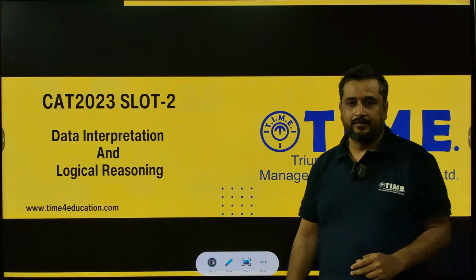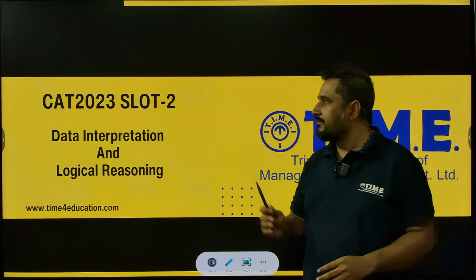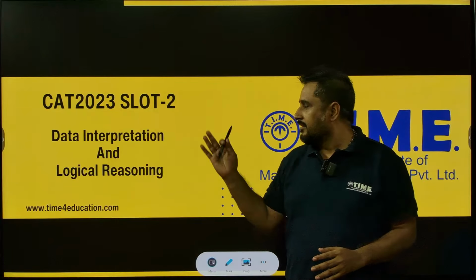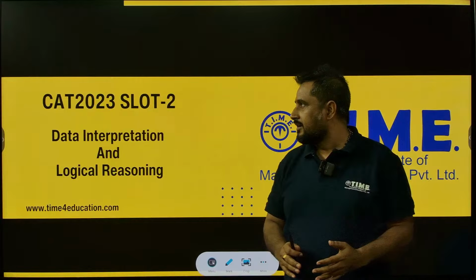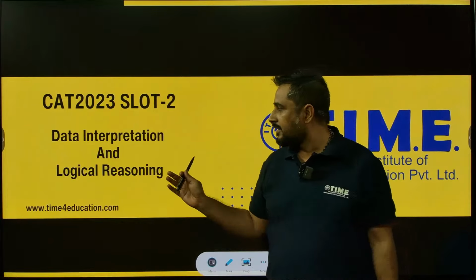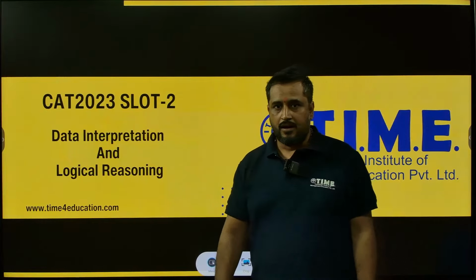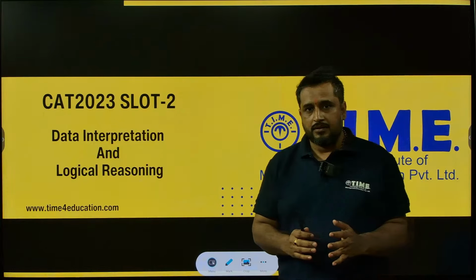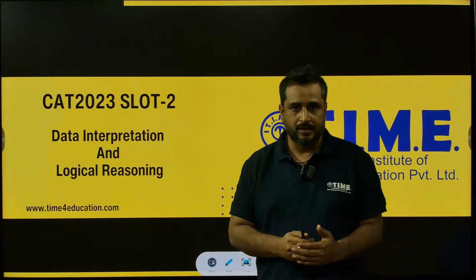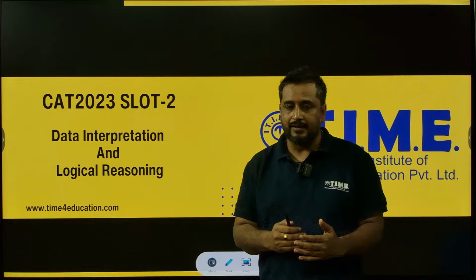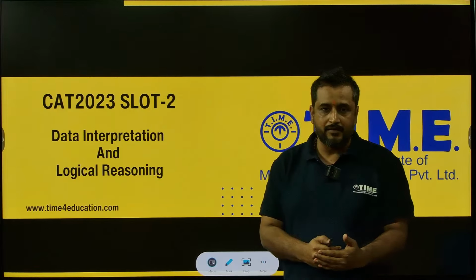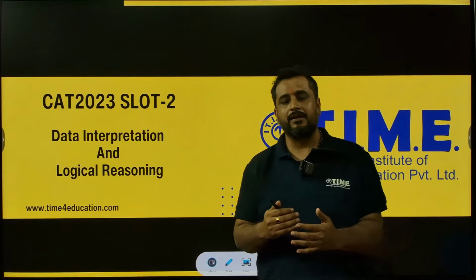we are conducting a series of sessions on previous year questions. As a part of that, today we are going to discuss CAT 23 slot 2 data interpretation and logical reasoning section. I know you know the purpose of why we are conducting these sessions. The purpose is what kind of questions you have to choose in the exam and what kind of questions you have to skip in the exam.